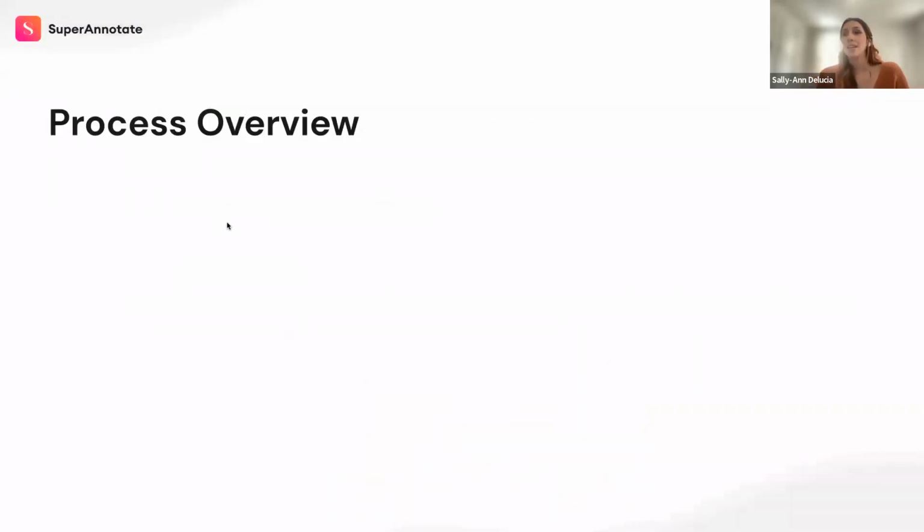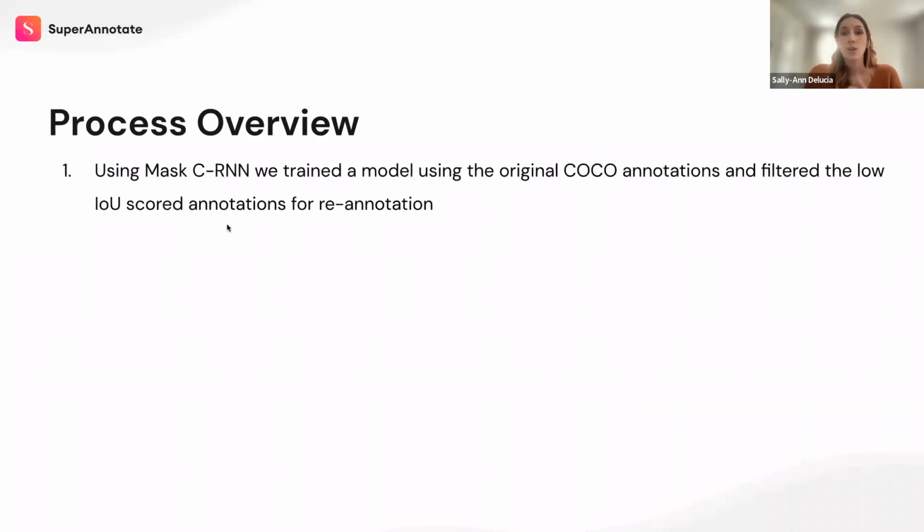All right, so process overview. I already talked about that we're taking the data-centric approach and that we've used our COCO dataset. Now we're just going to walk through the steps that actually took place. The first step was to use our MassCRN to train on the original COCO annotation. We just downloaded the data from the COCO repository and used that to train our model. From that, we were able to filter out the low scored items to be re-annotated, which we put back onto our platform. I do want to point out that SuperAnnotate allows you to upload this information, which makes it really easy to query and filter right inside our tool set.